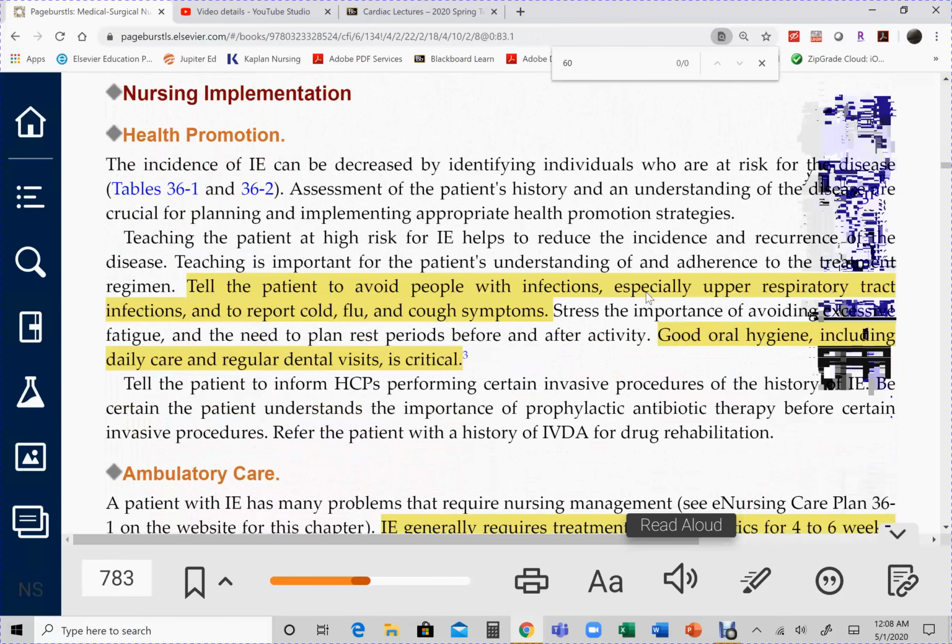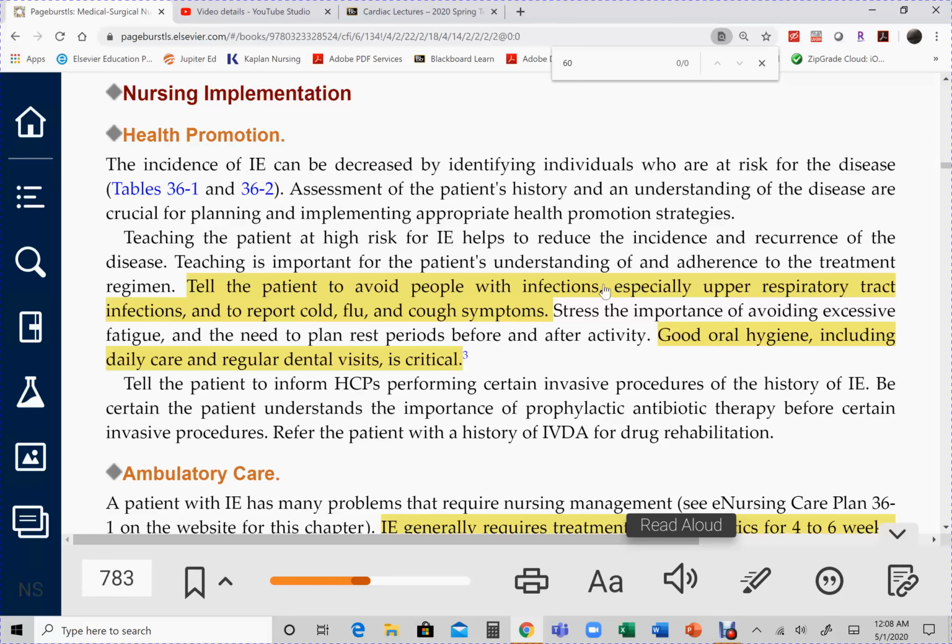Okay, very important, before you discharge these patients, tell them again the prophylactic antibiotics. Avoid people with infections. The patient technically is not infectious, but they are prone to infections. Okay, so you just put them on standard precautions. Unless the causative organism is MRSA, then that's a different story.